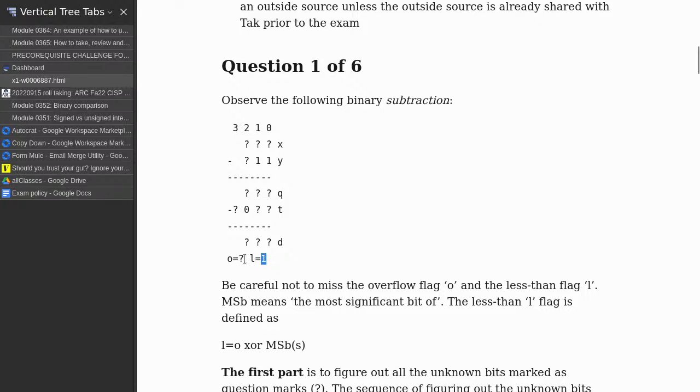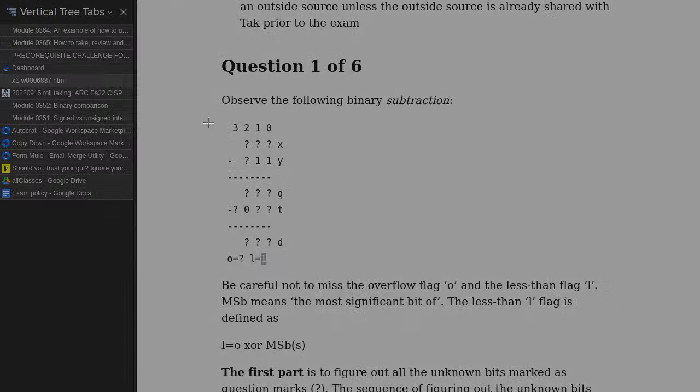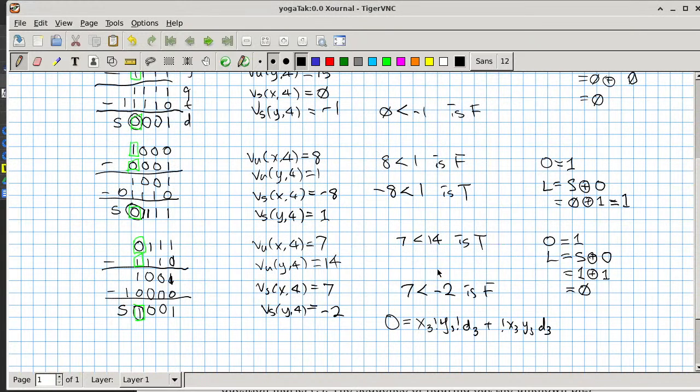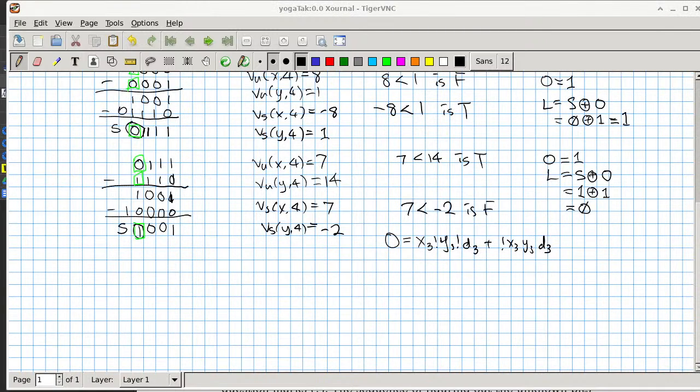All right, so let me copy and paste this. We still have a little bit of time, so I want to show you what kind of reasoning you want to do to get this done. We copy that to the clipboard and paste onto a new sheet.